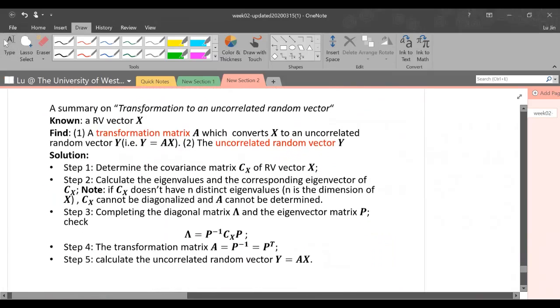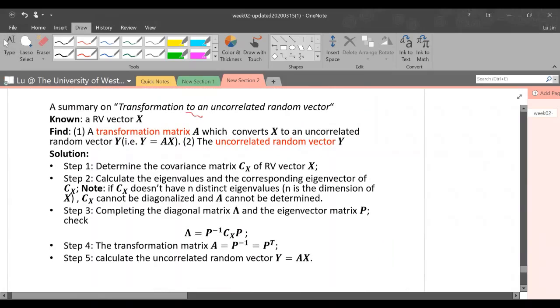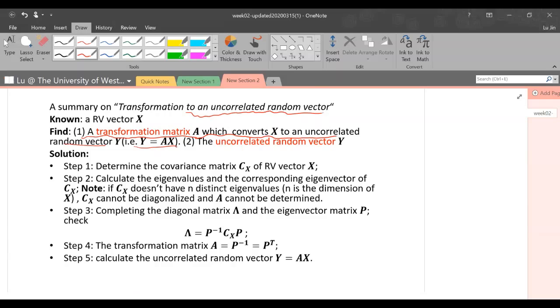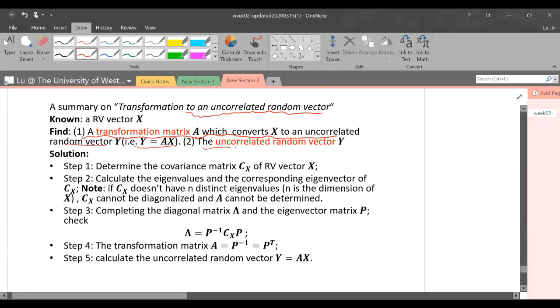A quick summary on the transformation to an uncorrelated random variable. So you have been given the condition of a random variable vector x, and you are going to find, first of all, a transformation matrix A, which converts x to an uncorrelated random variable y, based on y = Ax. So A is the one you need to find out. Based on A and x, you can determine y, okay? And then you must be able to determine the uncorrelated random variable y, okay? So how to determine A?